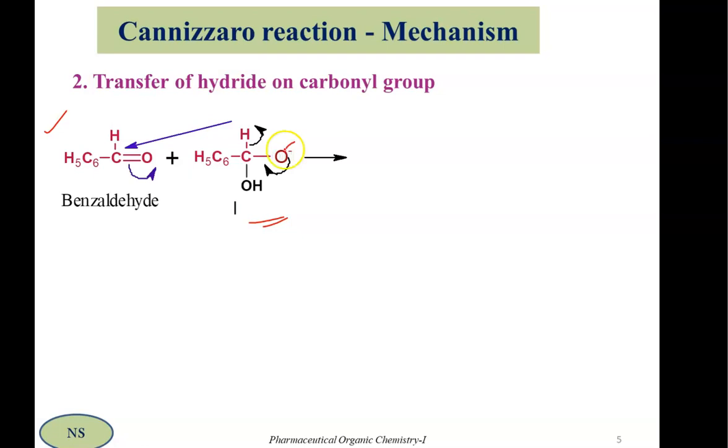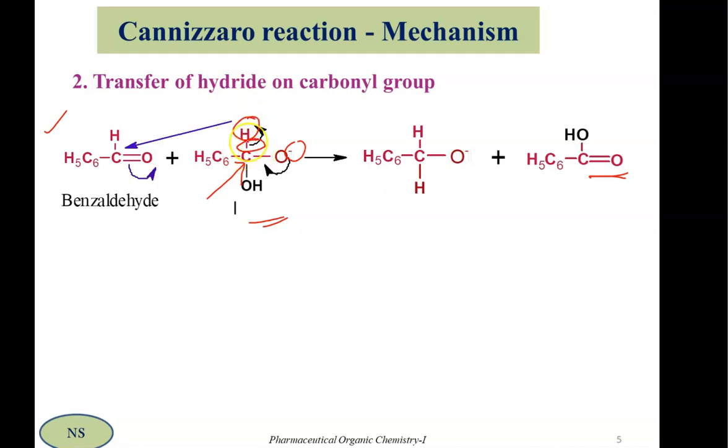Now in this intermediate, again the lone pair of electrons present on the oxygen will come in the form of a double bond. So that CO minus will become C double bond O in the product. Now when the CO minus becomes C double bond O, immediately the central carbon atom becomes pentavalent. So that is the reason the pentavalent carbon is unstable.